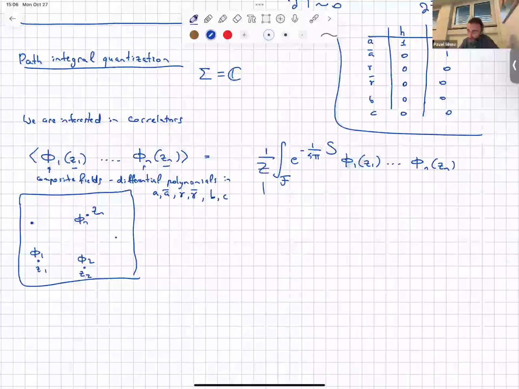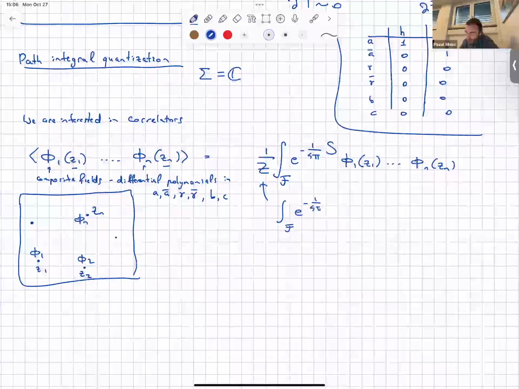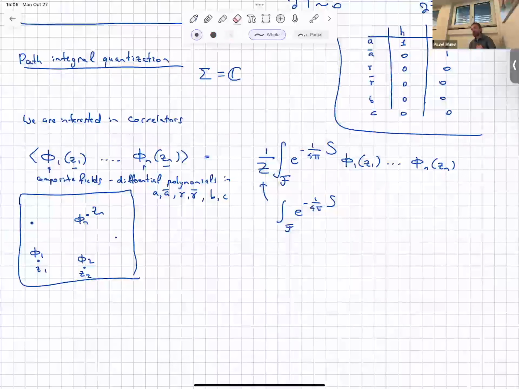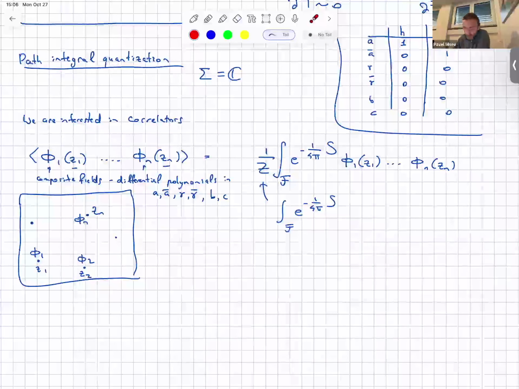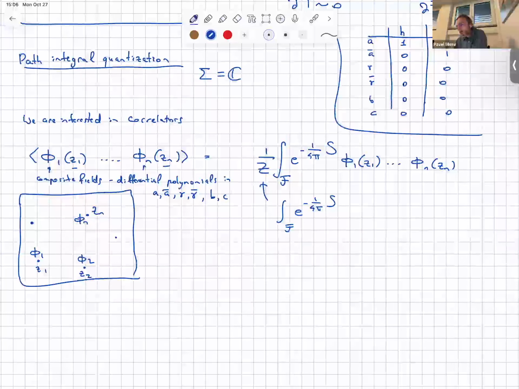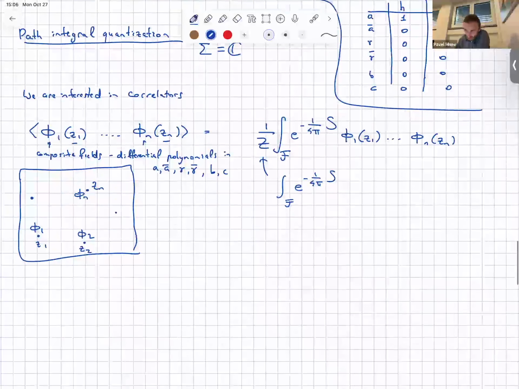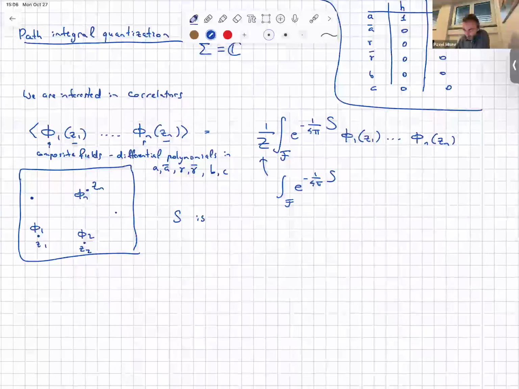And I should normalize by the partition function, which is the integral of the exponential of minus S without those fields under the integral. These are infinite dimensional integrals, so there's some discussion of how to define them, but in this case it's defined by Wick's lemma. The action is quadratic, so it's a free theory.